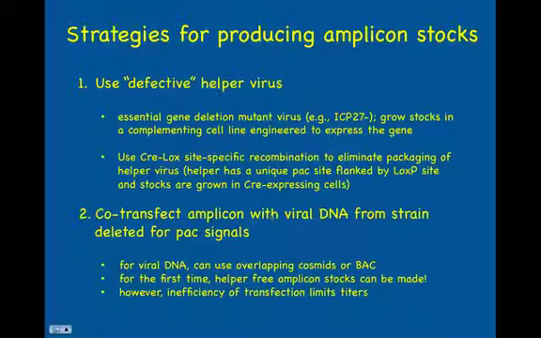Or you can cotransfect Amplicon with viral DNA from a strain that already has a deleted pack signal. And so you'll get helper-free Amplicon stocks. However, transfection is really, really limited in how much work it does. And so these titers, the amount of infectious virus produced, or in our case, the amount of Amplicon-containing virus produced, will be really, really small.